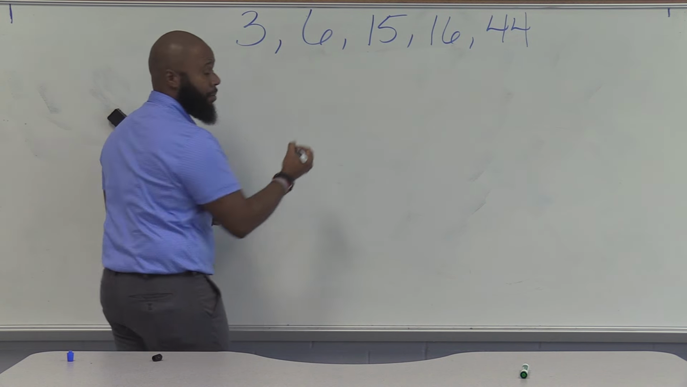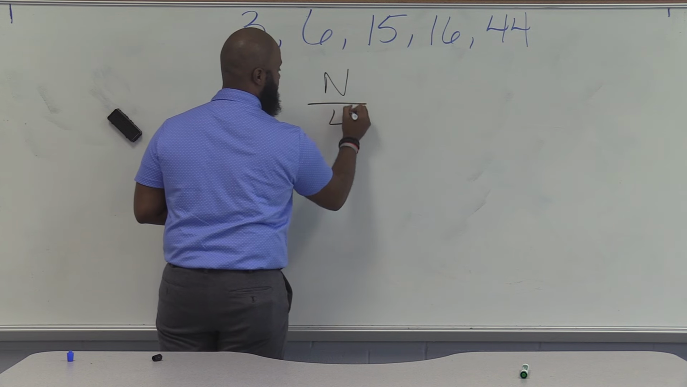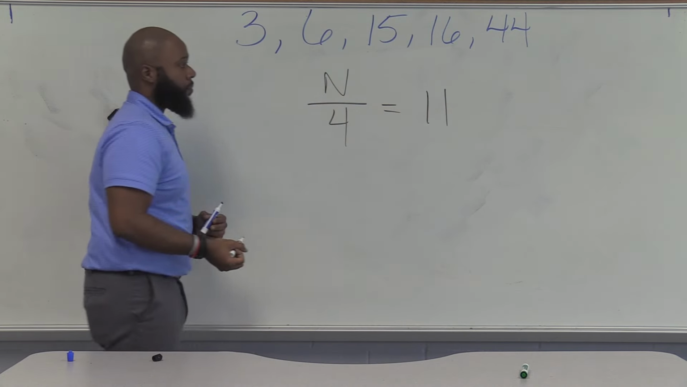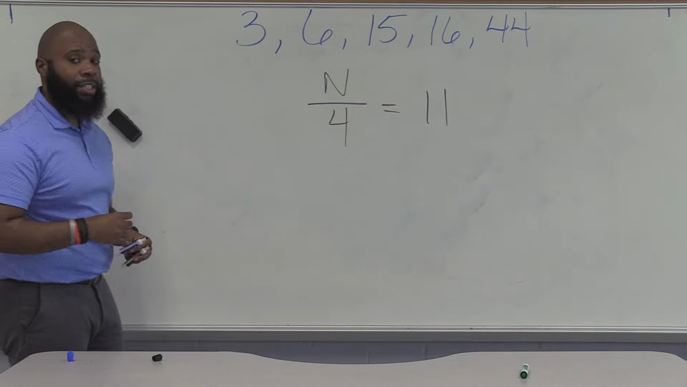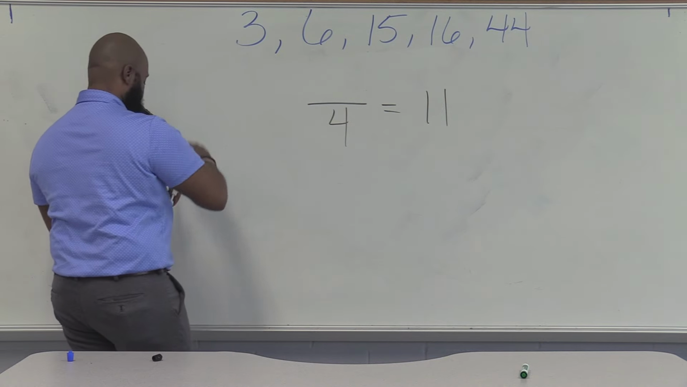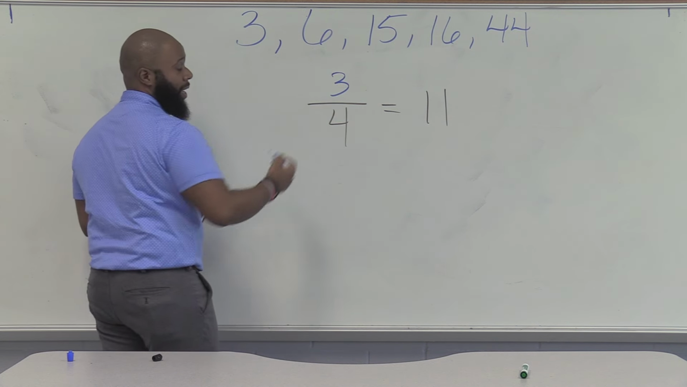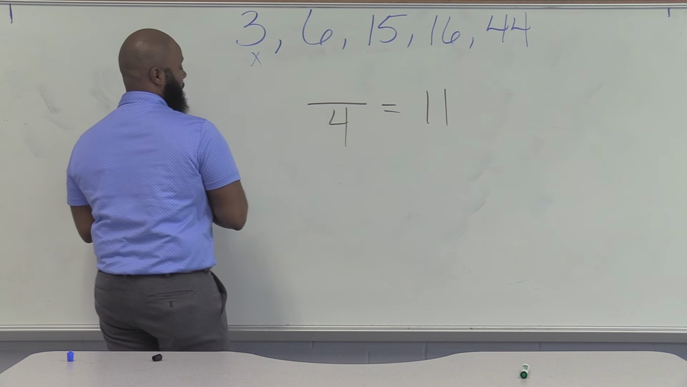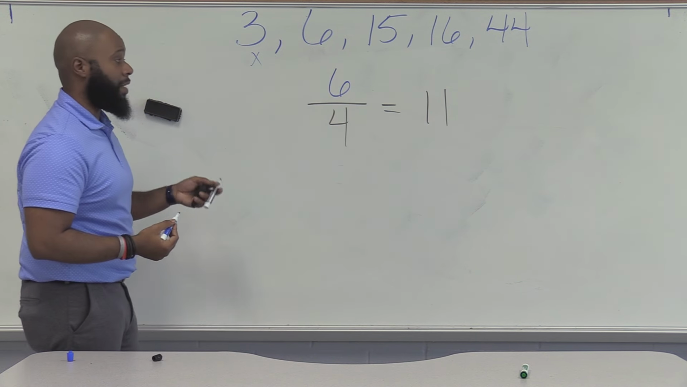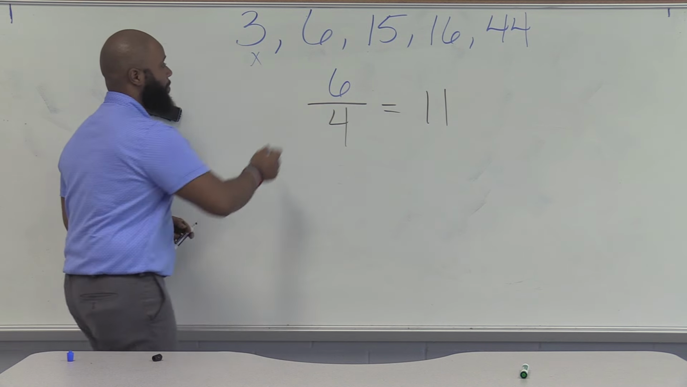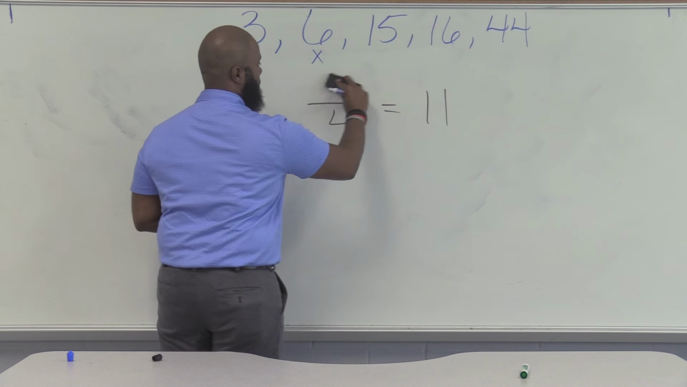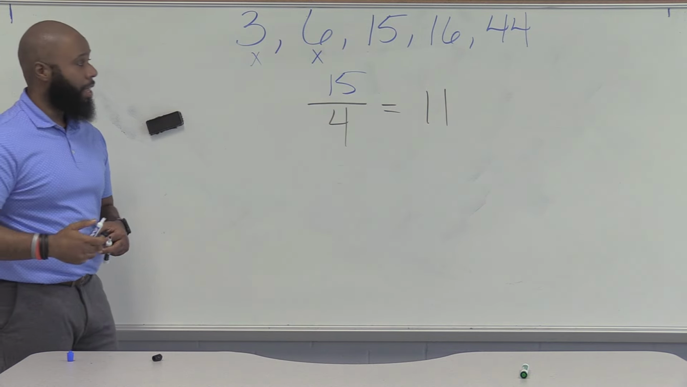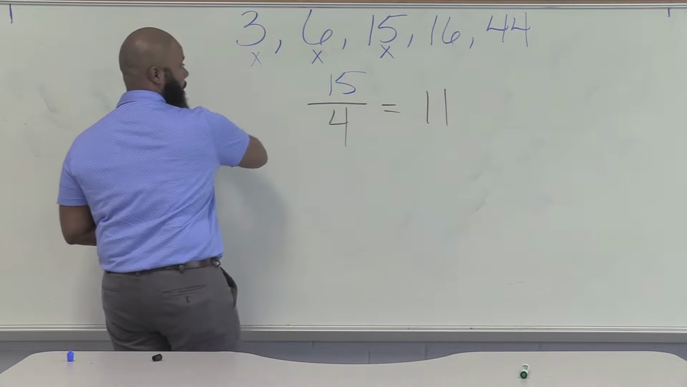The last one we're going to try is going to be n over 4, or n divided by 4, equals 11. So now I can start substituting for n. Substitute 3 for n. 3 divided by 4 is going to give me 11? No. So I know that can't be it. Do the same thing for 6. Substitute 6 in for n. The 6 divided by 4, is that going to give me 11? Nope. Keep substituting. 15 divided by 4, is that going to give me 11? Nope. Keep going.